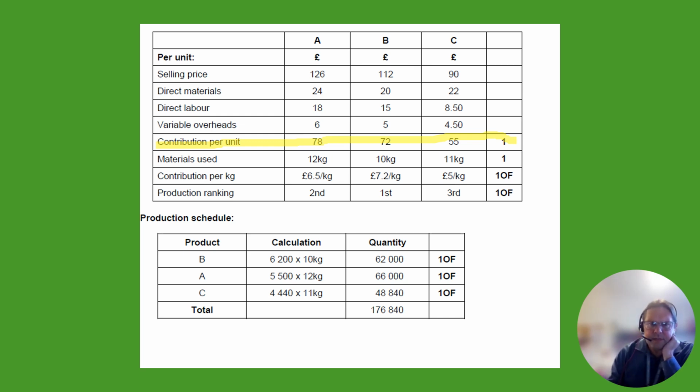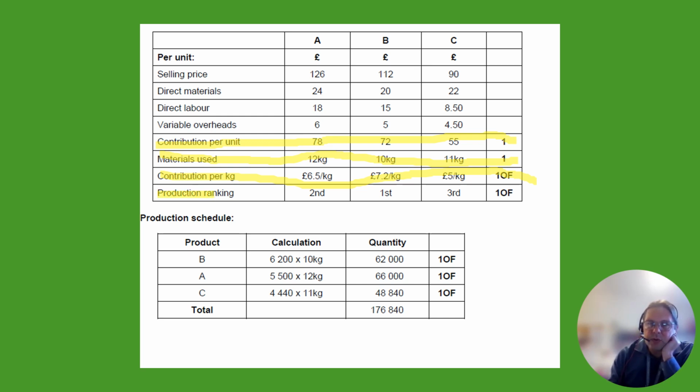Then, like we said, dividing the material cost per unit by the £2 will give you the materials used by each unit. That will give you another mark. Contribution per kilo: literally you're just going to divide the contribution per unit by the materials used. That will give you a contribution per kilo. That's another mark. That is an own figure mark. So if one of the materials or the contribution was wrong, you could still gain a mark because you're showing you have to calculate contribution per kilo.